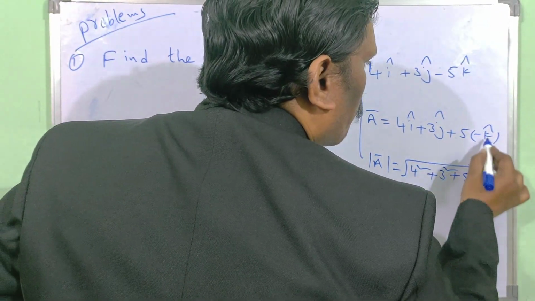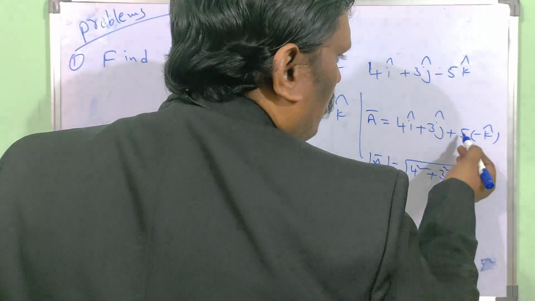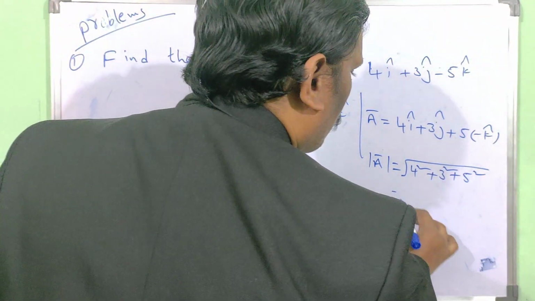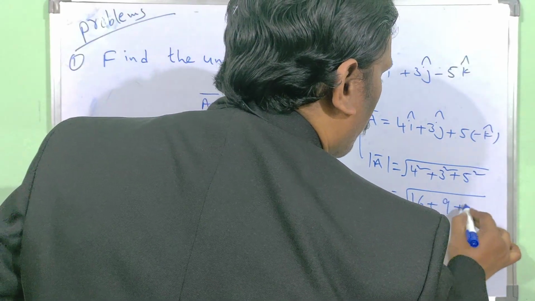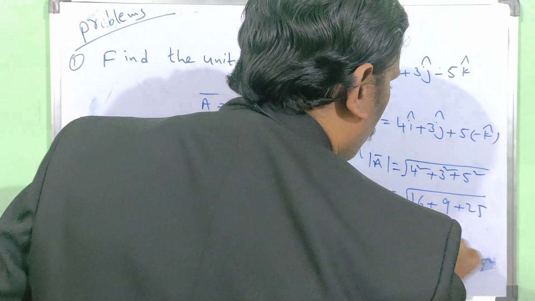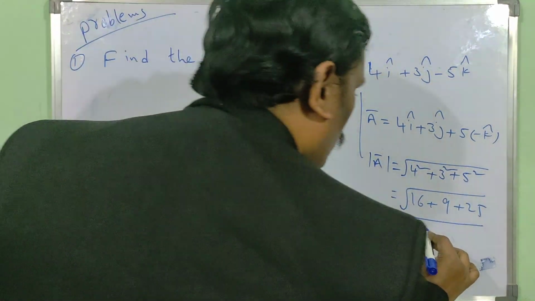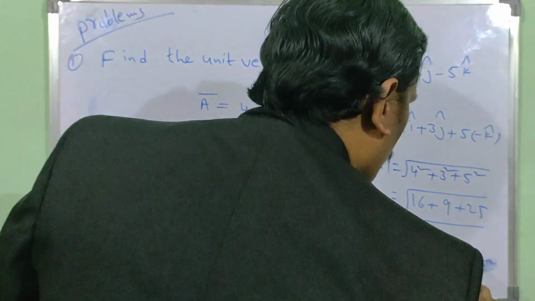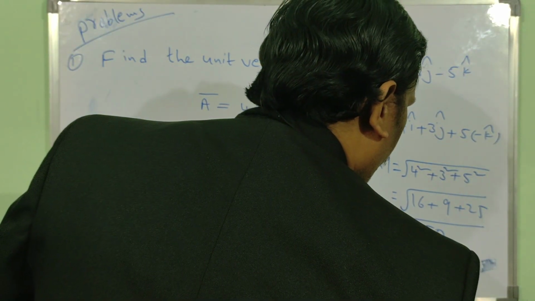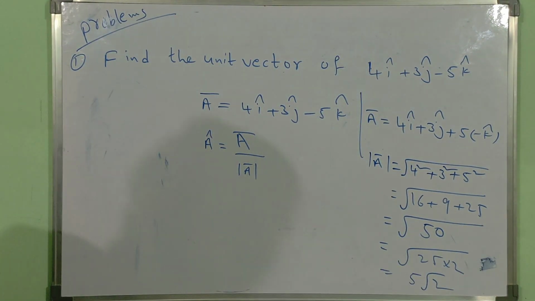5 square minus k cap represent direction. Then 5 square. Then 4 square is 16, 3 square is 9, 5 square is 25. Then 16 plus 9 plus 25 is 50, root 50. This can be written as 25 times 2. So bring the 25 from the root as a 5. 5 root 2. That is the magnitude of A bar.